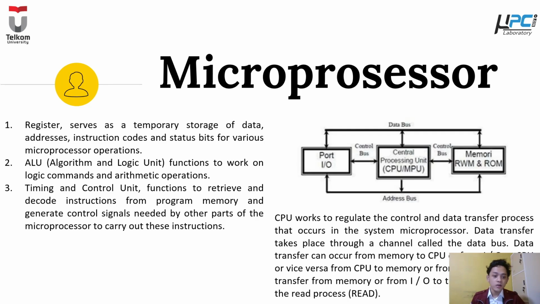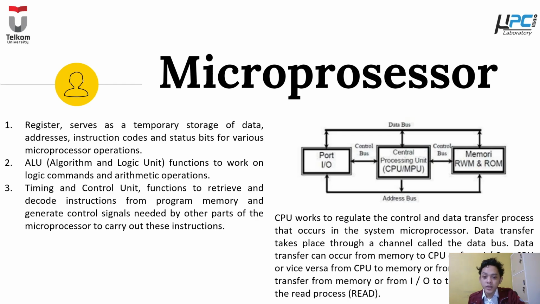So this microprocessor is controlled by CPU. CPU works to regulate the control and data transfer process that occurs in the microprocessor system. Data transfer takes place through a channel called the data bus. Data transfer can occur from memory to CPU or from input or output to CPU, or vice versa, from CPU to memory or from CPU to input or output. Data transfer from memory or from input or output to the CPU is known as the read process or read.